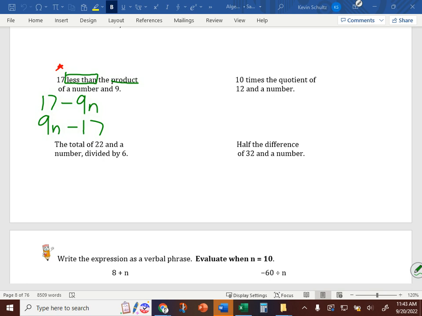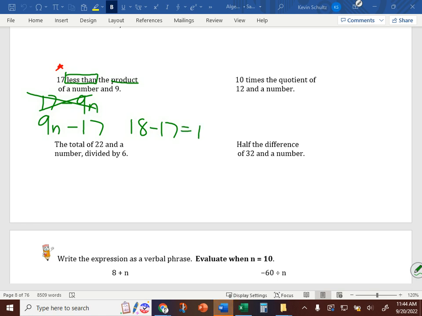That's why it's tricky. That's why I'm going over it so much. Right? When you see the phrase less than or subtracted from, those are the ones where the order actually switches when you write it as an expression. Because you're starting with the 9n, you're subtracting 17, you're taking 17 less than that. You're starting with 18, 9 times 2, 17 less than 18 equals positive 1.